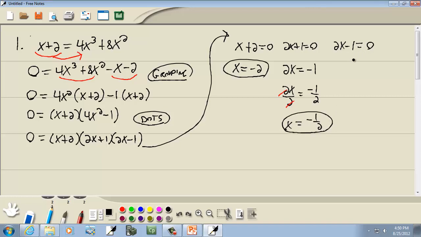And 2x minus 1 equal to 0. Take the negative 1 to the right side, becomes a positive 1. Divide both sides by 2. Those 2's cancel, and we get x is equal to 1/2. We'll see later on that when you're dealing with a polynomial, your largest power tells you how many answers you're going to have. So the fact we had an x to the third means we're going to have 3 answers.